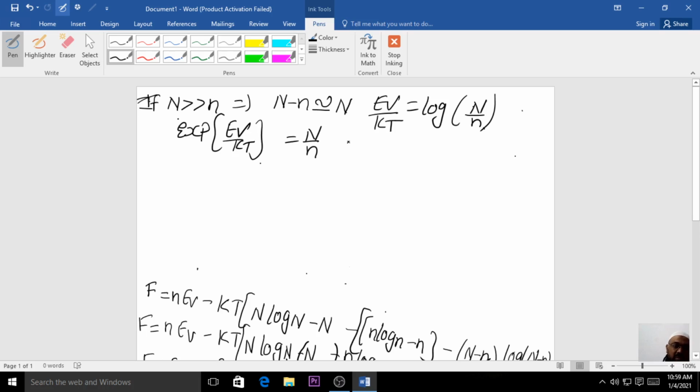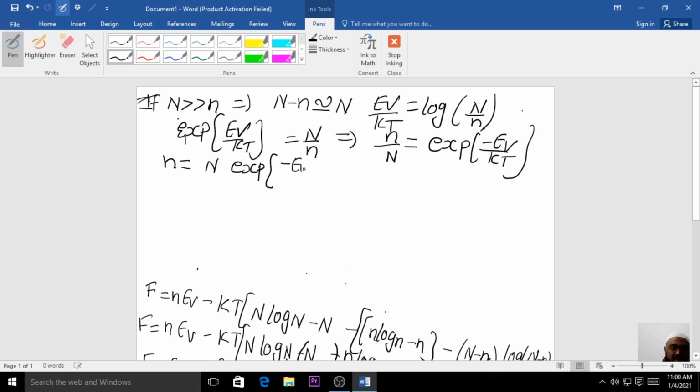So what is our ultimate aim? We need to get the value of small n. So how will I get the small n value? I just make this denominator the numerator. If I write it like this, small n by capital N can be rewritten as exponential of minus EV by KT. So the small n value we got is capital N exponential of minus EV by KT.